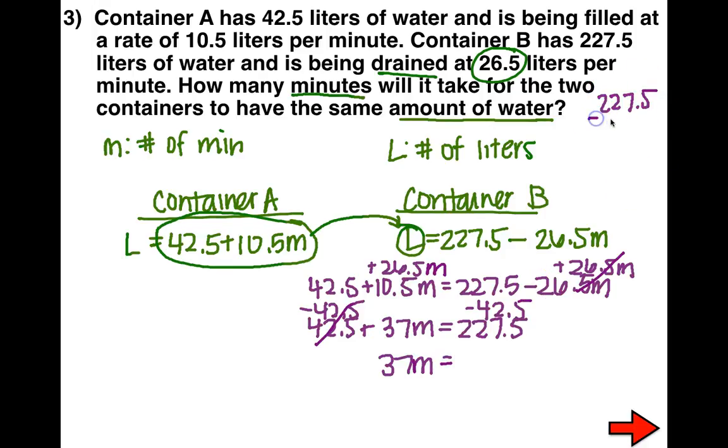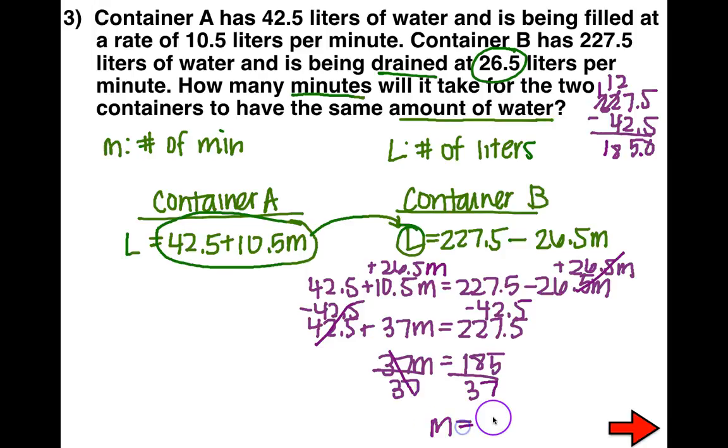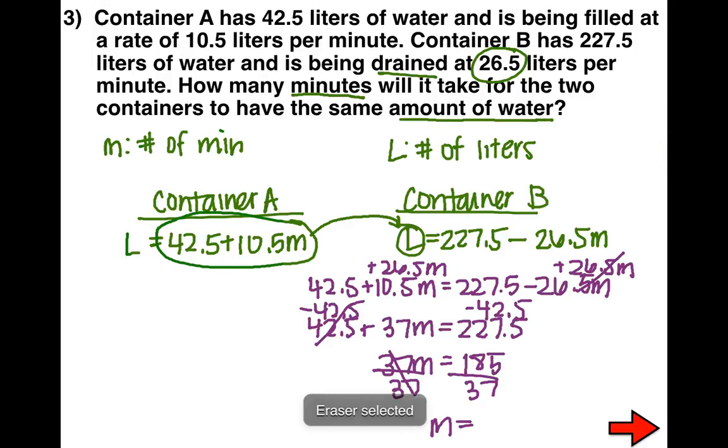227.5 minus 42.5. It's going to be 0, 5. Let's borrow. That's going to be, let's see, 8 and 1, bring down the decimal. So it's going to be 185. Now all we have to do is divide both sides by 37, leaving me with m equals, and again, you're going to have to do some side work here. Just going to erase this so I have a little bit more space.